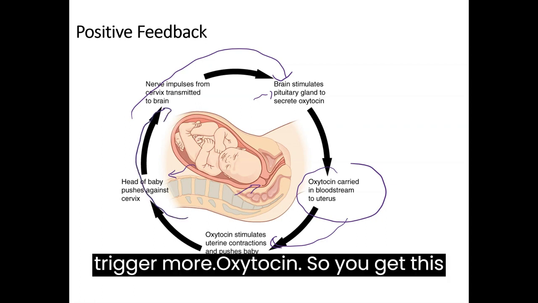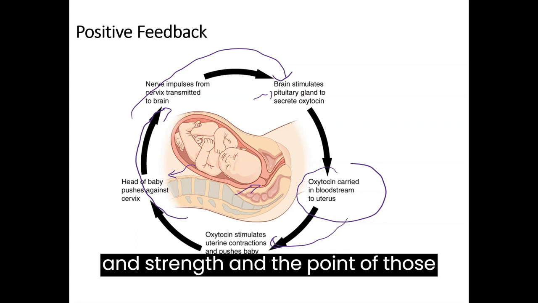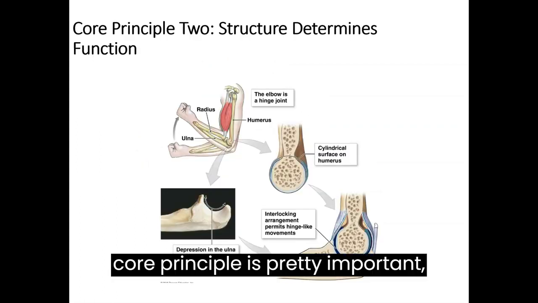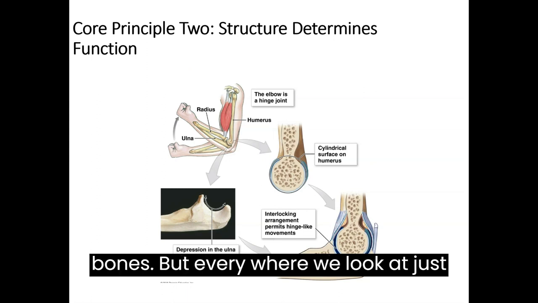Uterine contractions trigger more oxytocin. So you get this increase in contractions in frequency and strength. And the point of those contractions is to help basically push that baby out. Now, another core principle is pretty important, especially when you look at muscles and bones.